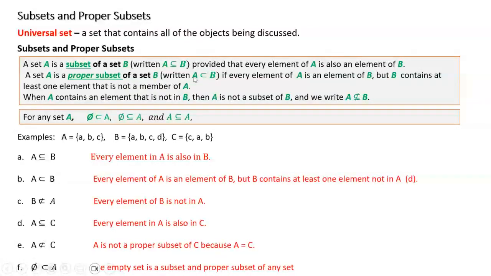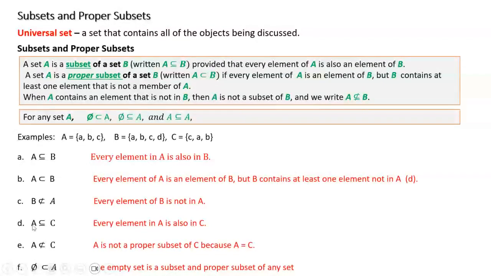And here's the definition why. Every element of A is an element of B, which is true: A, B, C is also in set B, A, B, C, D. But B contains at least one element that is not in A, which in this case is my D. Now C: set B is not a proper subset of A. Here it is, because set B has A, B, C, and D. If we notice, not every element of set B is in set A, because the D is missing.